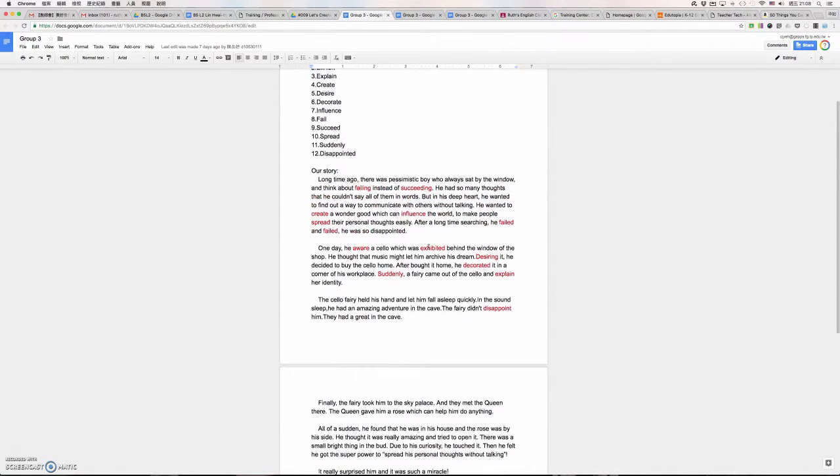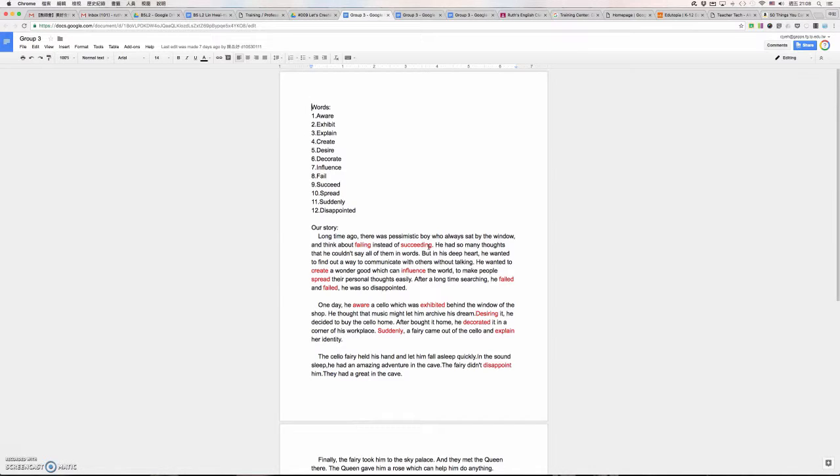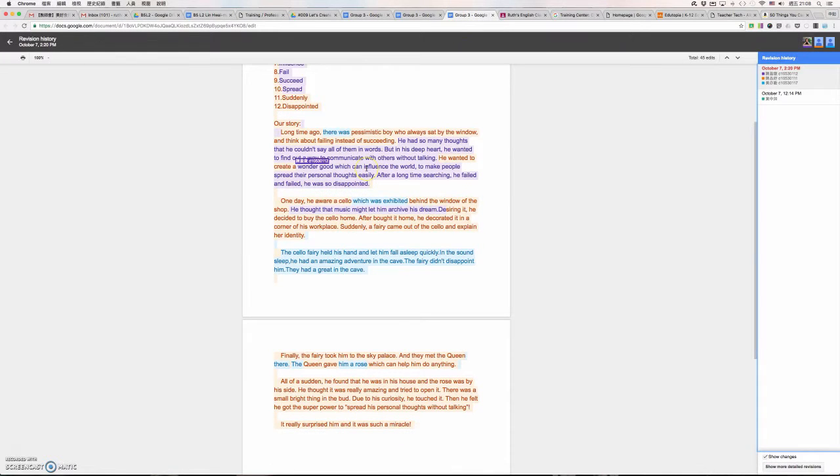Isn't that great? The students were really highly motivated when they saw each other working really hard on the same piece of writing. And as you can see, each one of them contributed something to the story. And that is really what I wanted.